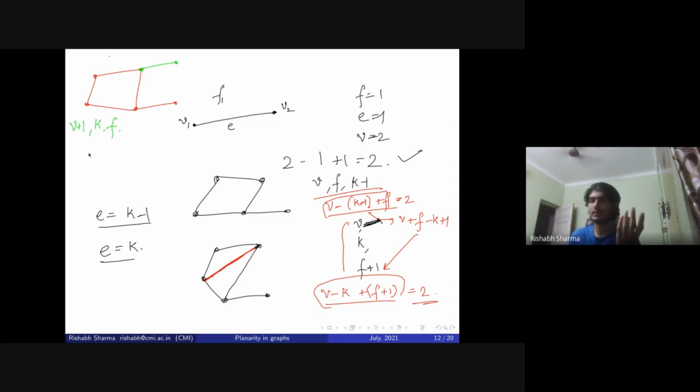Again, let's look at the expression V minus E plus F, and we see that this is again the same as before, which is equal to 2. So this finishes the inductive part. By mathematical induction, you can conclude that Euler's formula holds for all planar graphs.